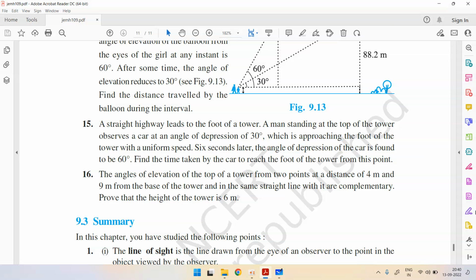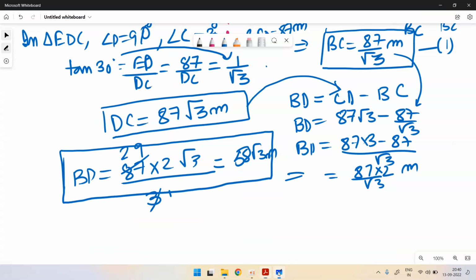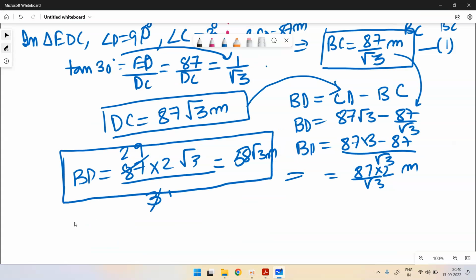You can see that the angle is increasing, which implies that the distance of the car from the foot of the tower is decreasing. Find the time taken by the car to reach the foot of the tower from this point. So this is the 15th, and it is simple. This is the tower.